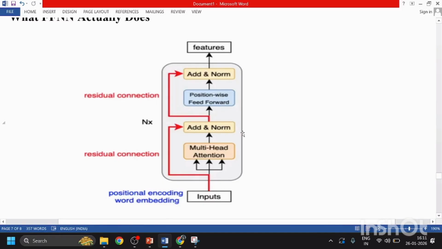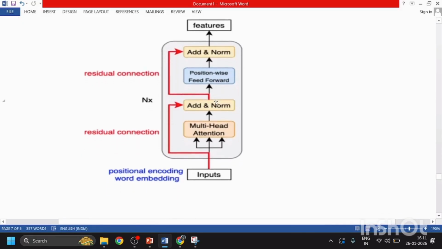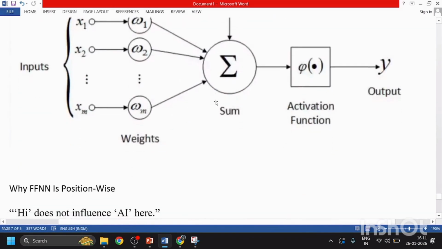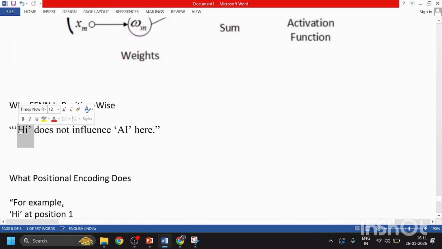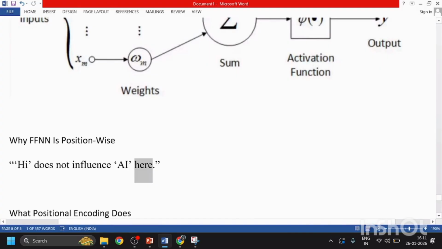The feed forward neural network is position-wise. Each word is processed separately; for example, this word "high" does not influence "AI" here. This makes the computation efficient and easy to parallelize. That's why the feed forward neural network is position-wise, because "high" does not influence "AI" here.